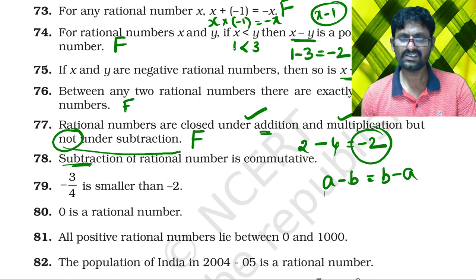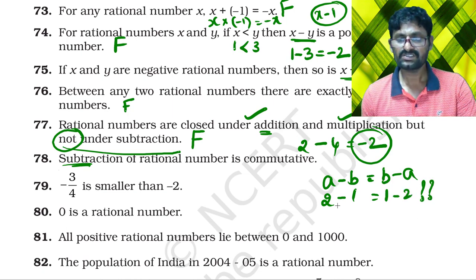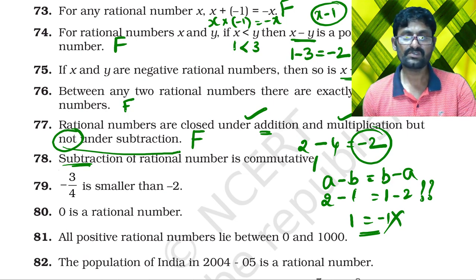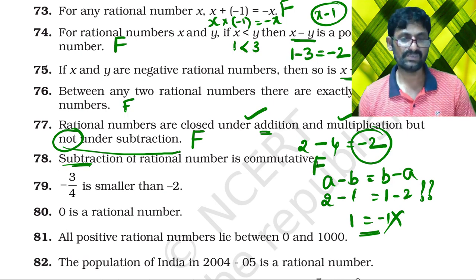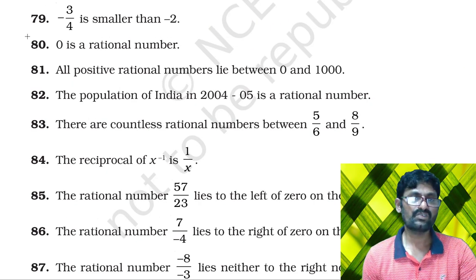Is this correct? Let's take one example. Let us take A equal to 2 and B equal to 1. So 2 minus 1 equal to 1 minus 2. Is it correct? We need to check. So 2 minus 1 means 1. 1 minus 2 is negative 1. These two are equal? No. So this is not correct. So this is a false statement. So 78th one is a false statement. Let us go to next problem. 79th one.